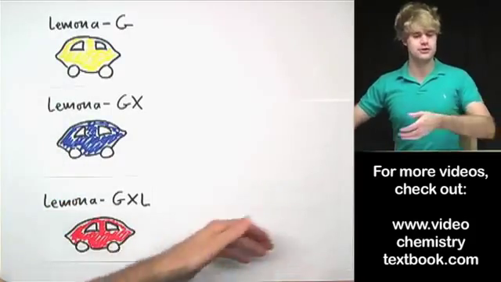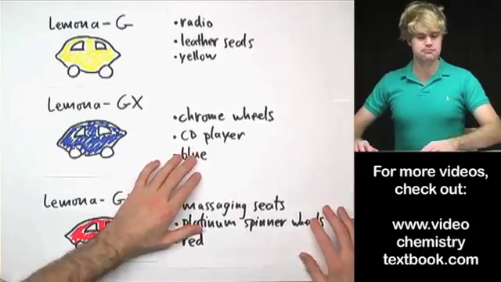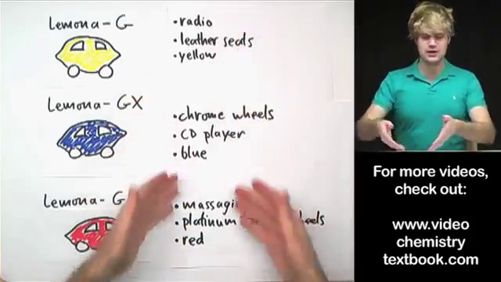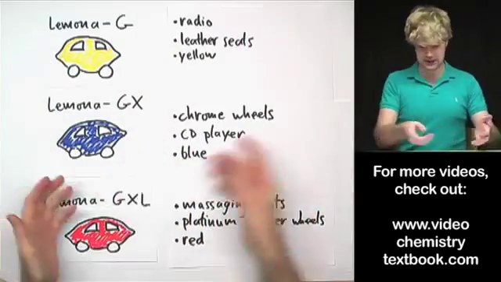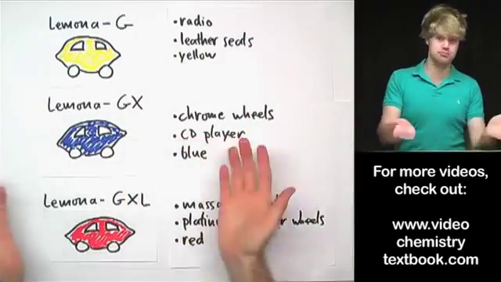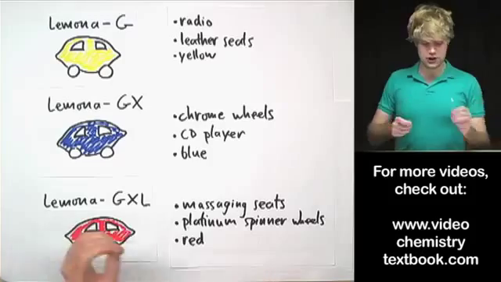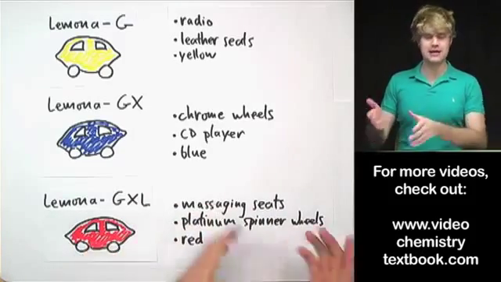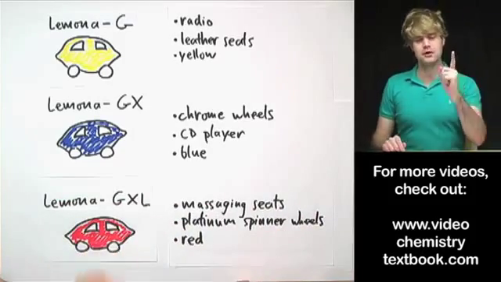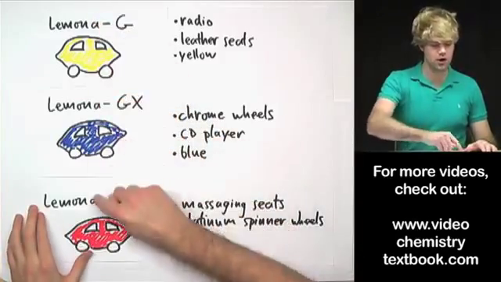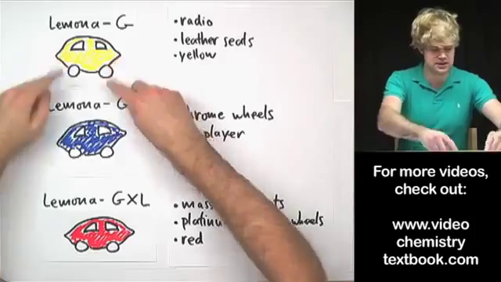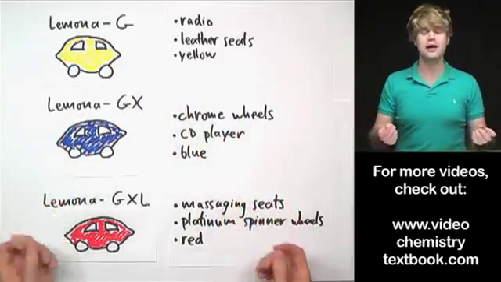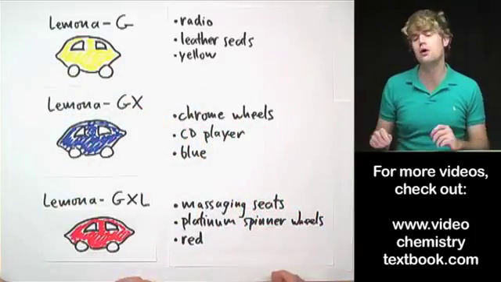They're all different colors, as you can see, but each of these models also has unique features. One has a radio and leather seats. The GX here has chrome wheels and a CD player. It's blue. The red GXL has massaging seats, platinum spinner wheels, and everything. But here's the point. They are all Lamonas. They're all Lamonas because they all have this distinctive styling. They look like a lemon, and that's what makes a car a Lamona, okay?